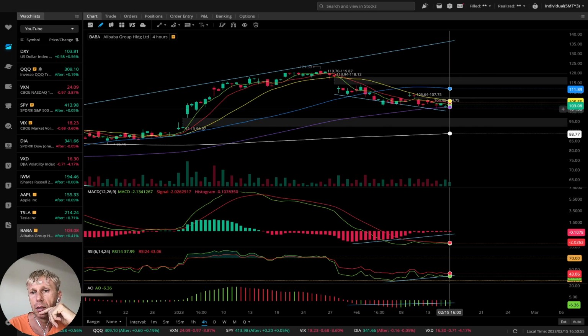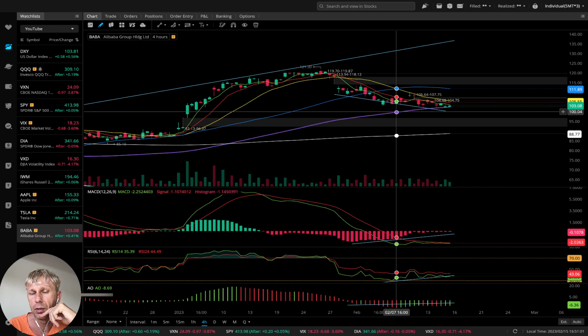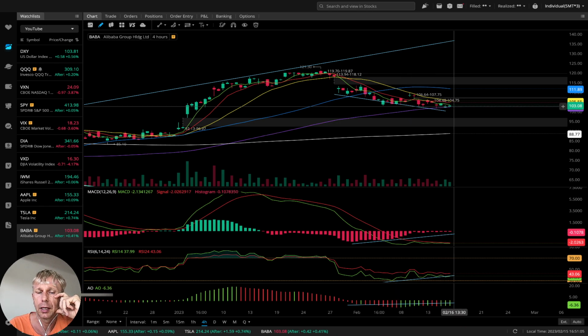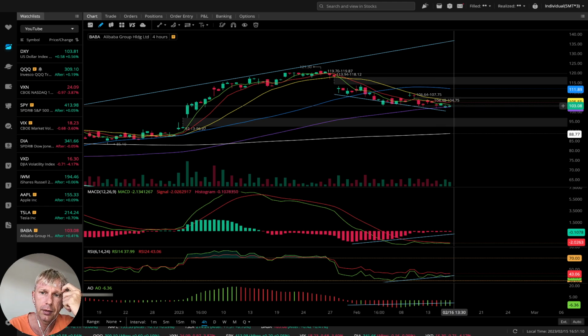On 4 hours, similar. It touched the purple line, which is MA100. It's a strong support level. It touched it for the last two bars, actually three. MA100 can also be a strong support and it can bounce from it.